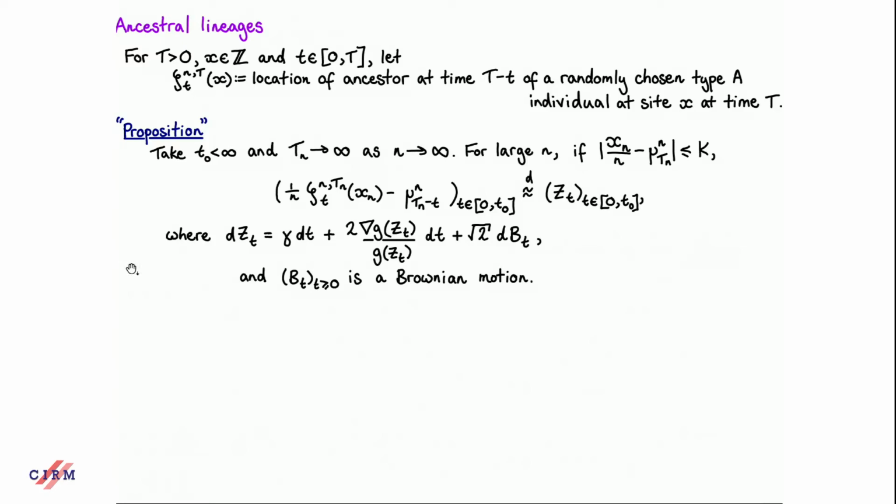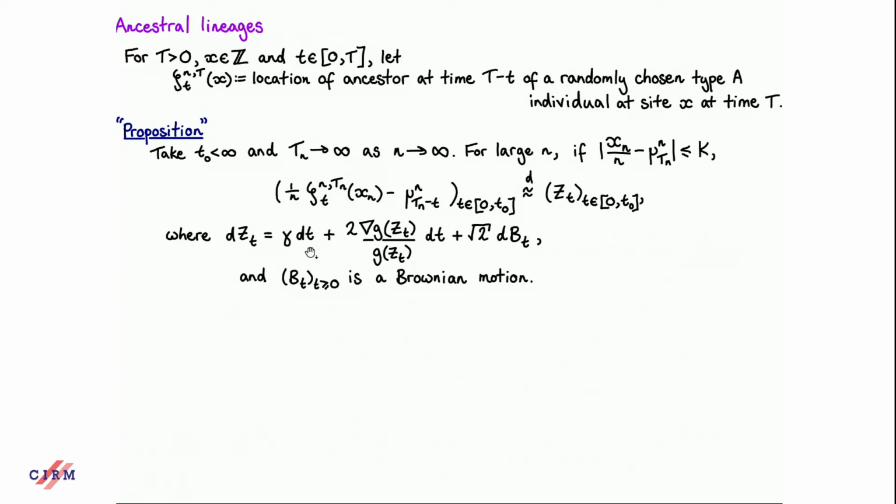So where do these two drift terms come from? Well, for the first one, the random travelling front is moving to the right forwards in time with speed gamma. And so backwards in time, the random travelling front is moving to the left with speed roughly gamma. So that means that relative to the random travelling front, as you go backwards in time, the ancestral lineage is moving to the right with speed roughly gamma. So that gives us this gamma dt drift term.